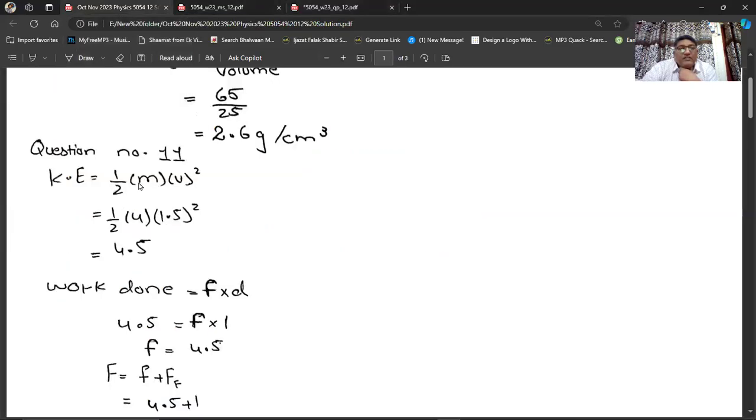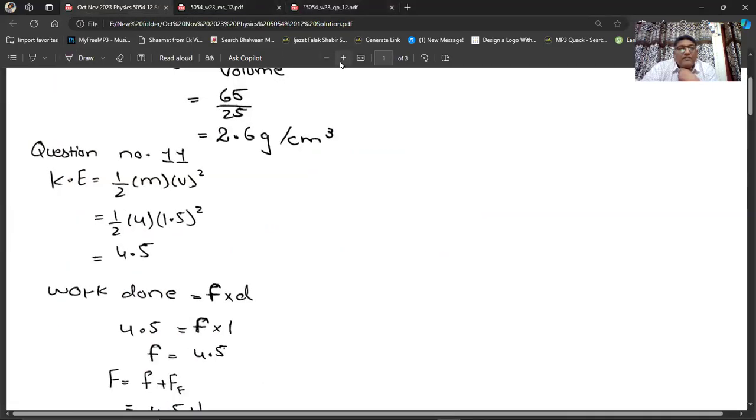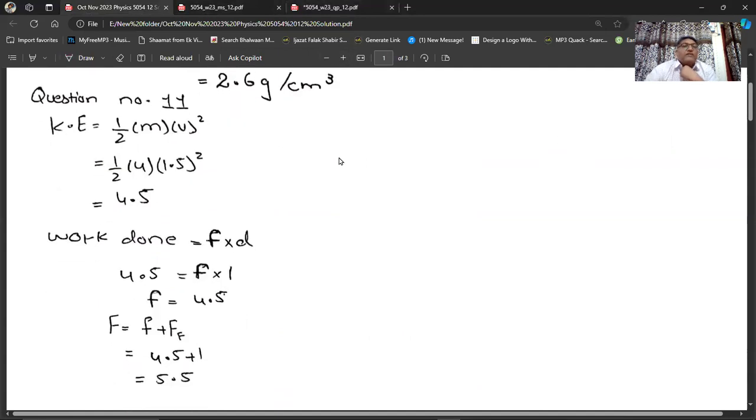Okay, this is question number 11. The kinetic energy is 1 by 2 mv squared. So at the end, the kinetic energy is 1 by 2 into 4 into 1.5 squared. So that will be 4.5 joules. Because the work done is equal to the kinetic energy, he said. So the work done is also equal to the force multiplied by distance. So 4.5 joules is equal to F multiplied by 1, because it covered a distance of 1 meter. So the F will be equal to 4.5 Newton.